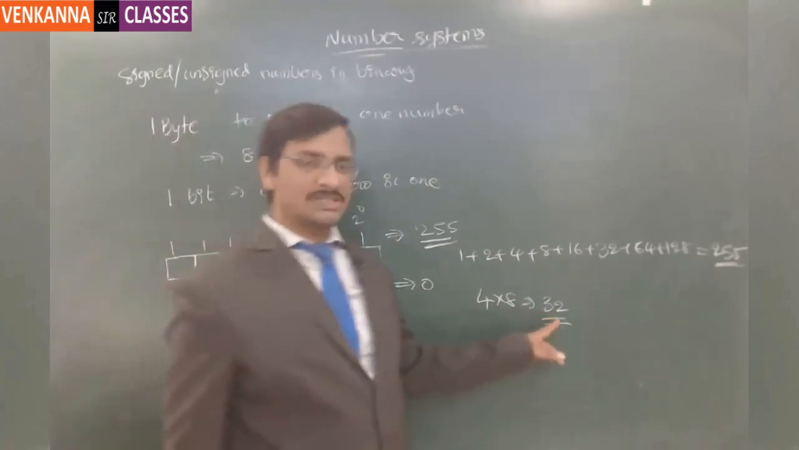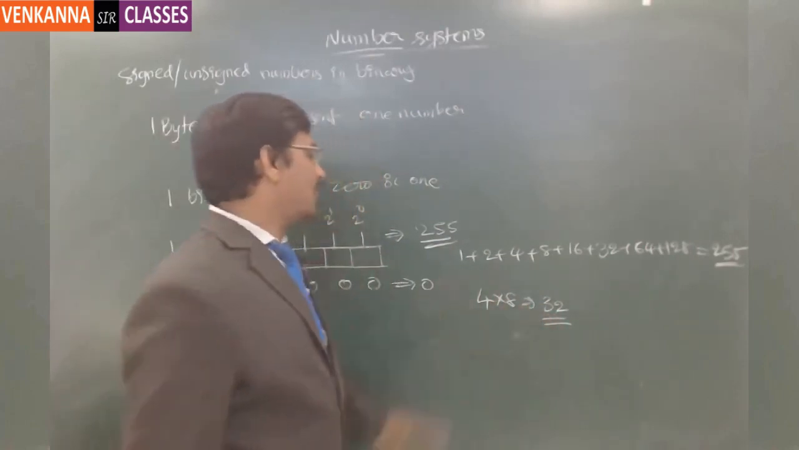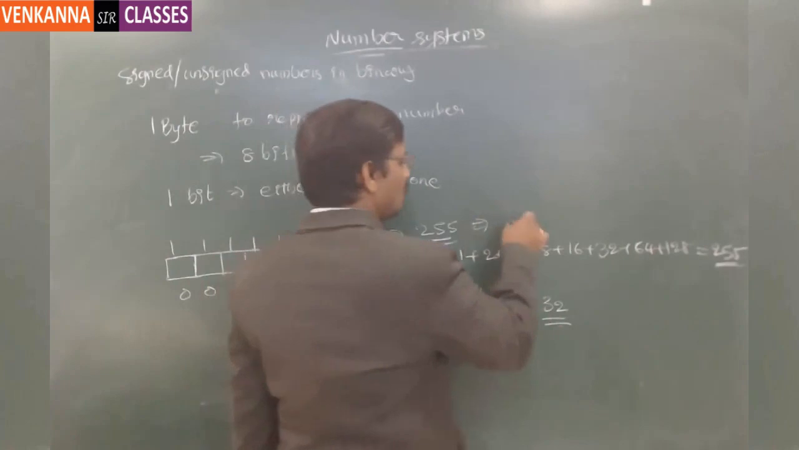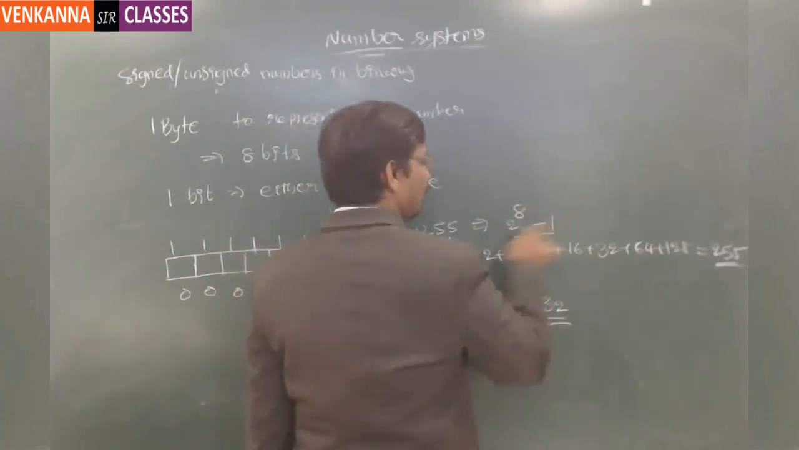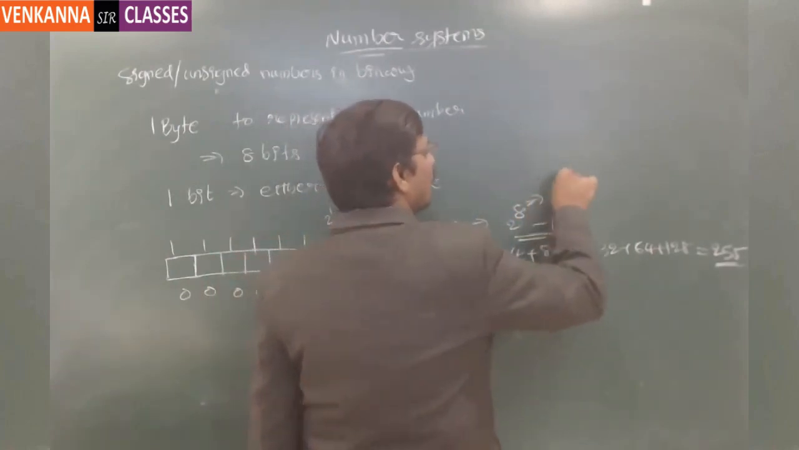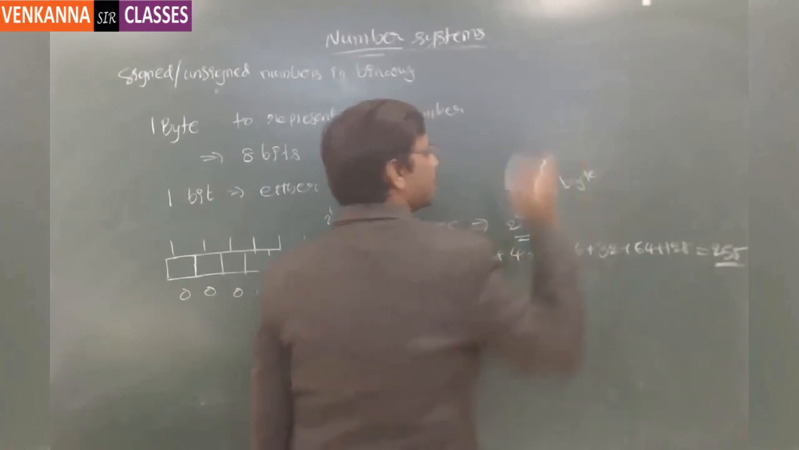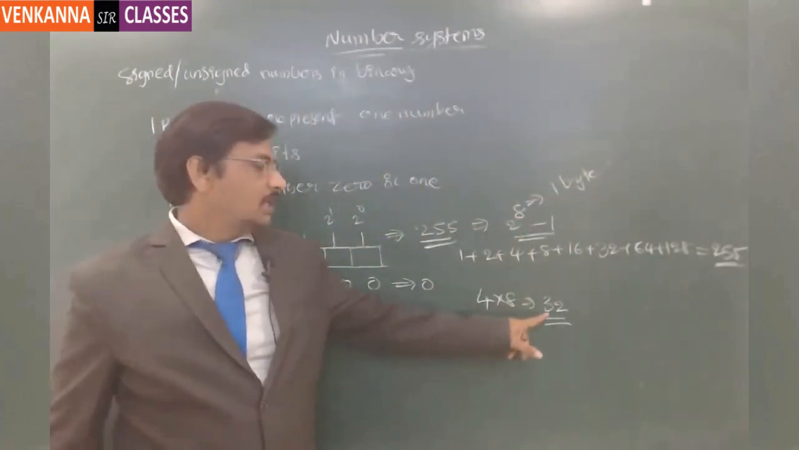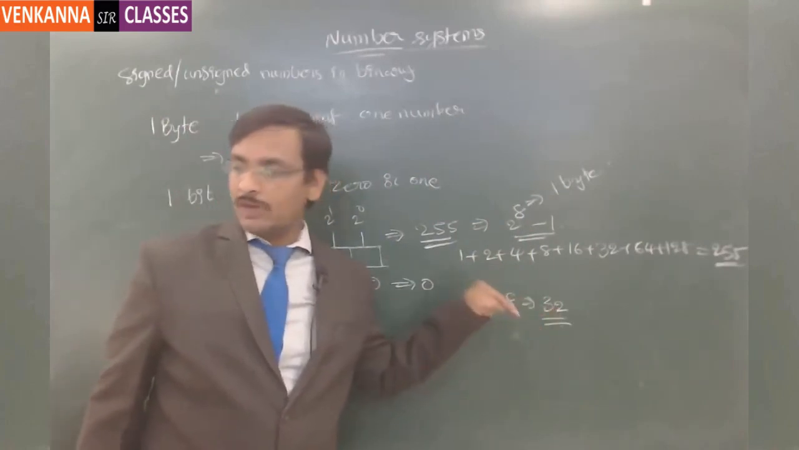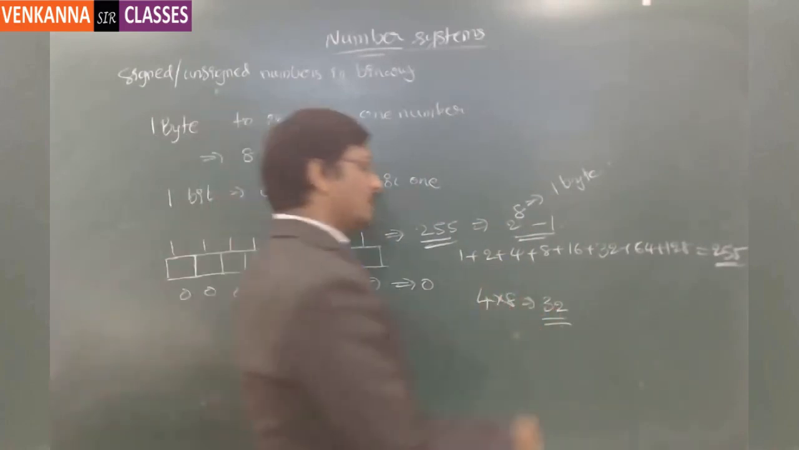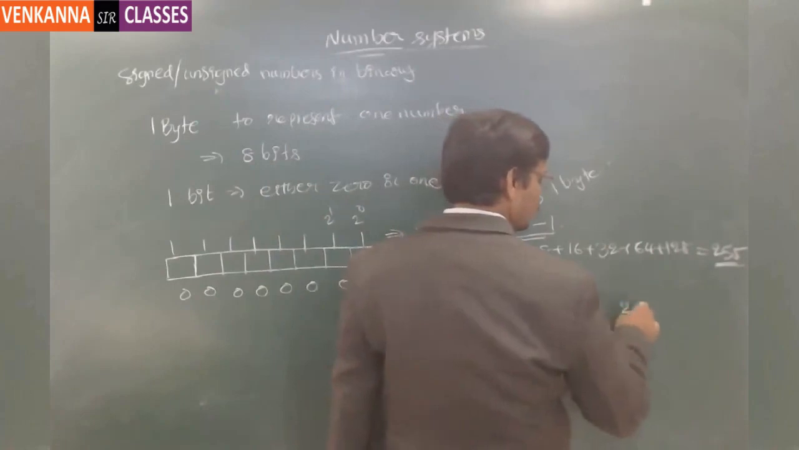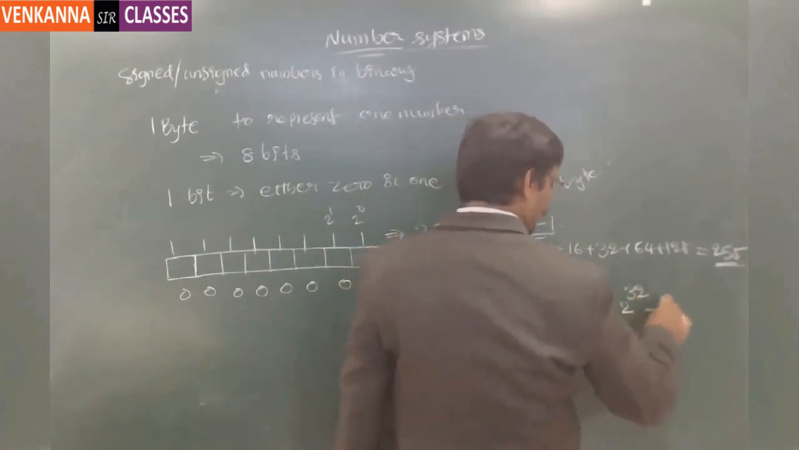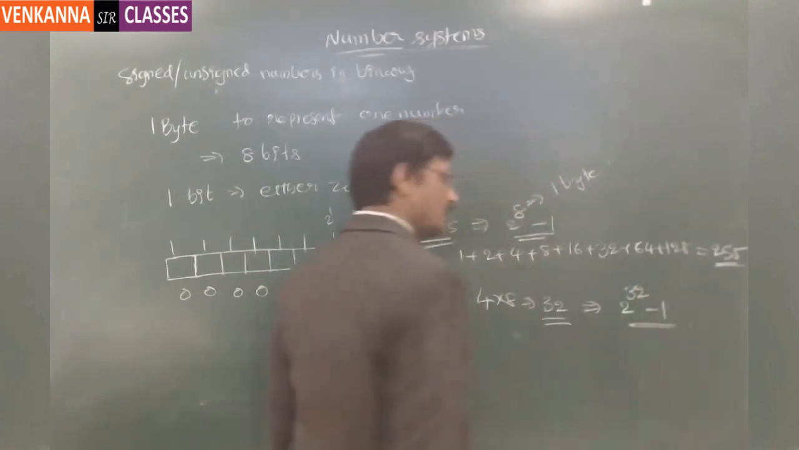So for 32 bits, the maximum value: this 255 is nothing but 2 power 8 minus 1, where this is equivalent to 1 byte. That means if you are allocating 32 different positions to represent a number, the maximum number you can represent there is 2 power 32 minus 1. So this is the maximum possible number of integer.